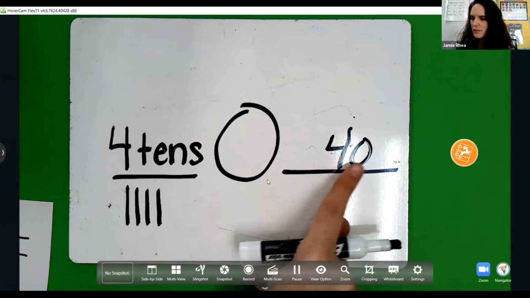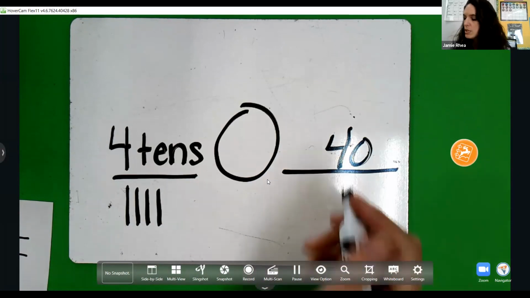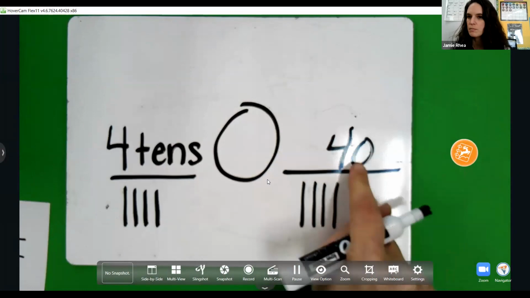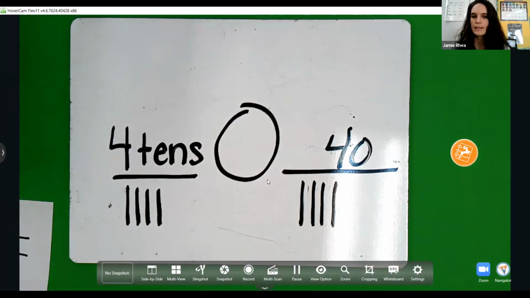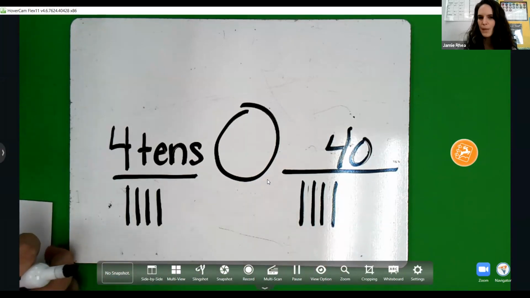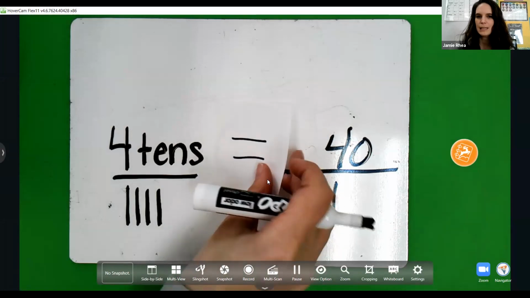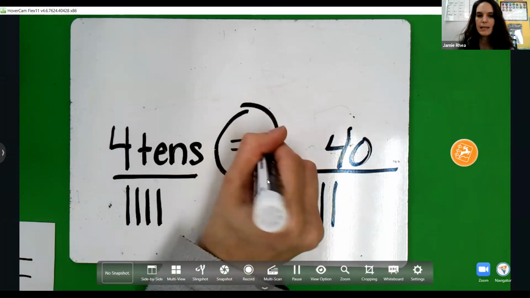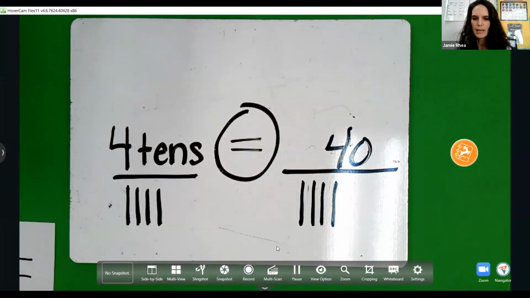How many tens do I have? How many ones do I have? I have 4 tens. 1, 2, 3, 4. Do I have any ones? Nope, I have 0. Okay, so let's look. Who has more tens? 1, 2, 3, 4. They're the same. So that means that my number is equal to. So I'm going to draw an equal sign.